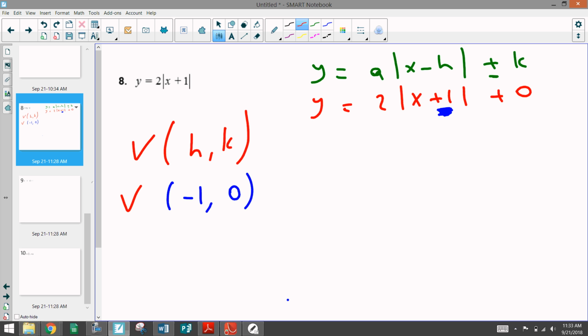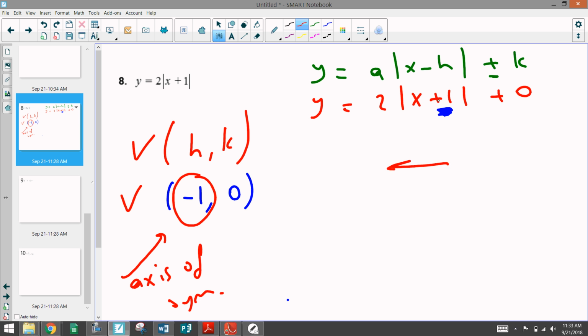Okay. Second step. What is the axis of symmetry? The axis of symmetry is this one always. H is the axis of symmetry. The axis of symmetry is -1. And then the third question, what are the transformations? It moves to the left 1 unit and then stretched by the factor of 2.